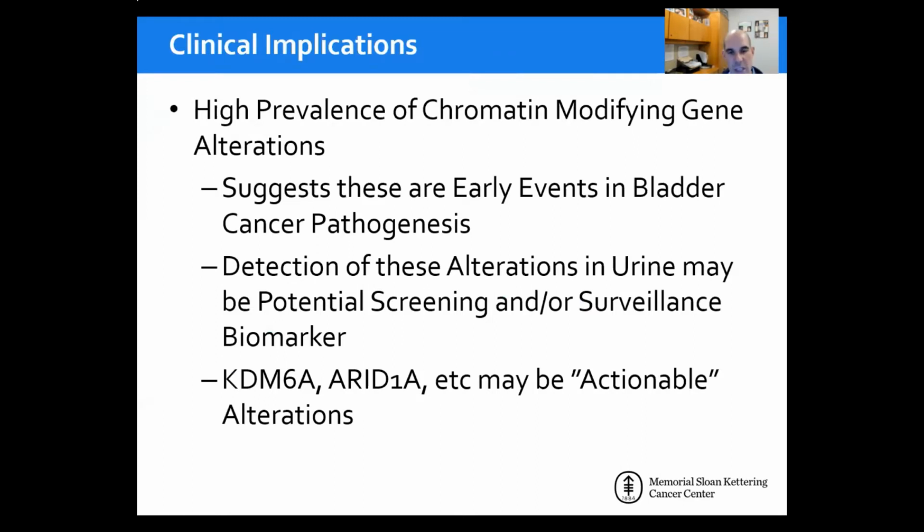The data suggests that these are early events in bladder cancer carcinogenesis, and that detection of these alterations in the urine may serve as a potential screening and/or surveillance biomarker, and then these may be potentially actionable alterations that could have therapeutic implications.